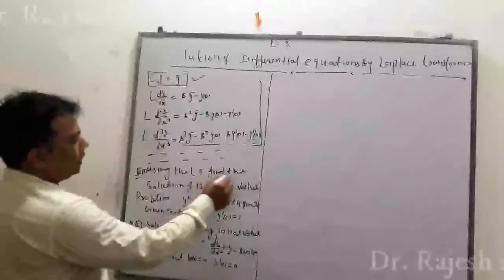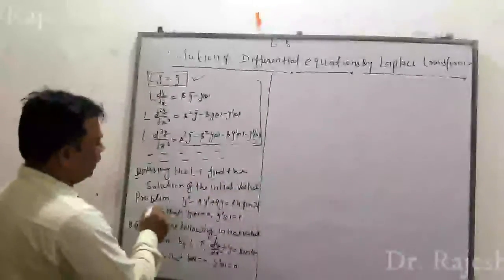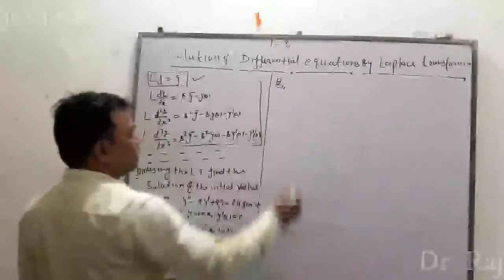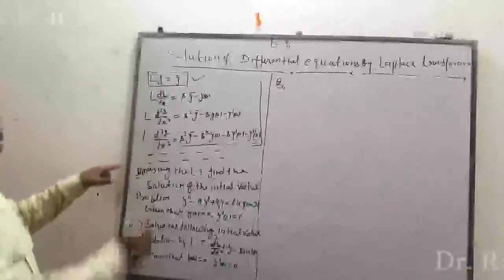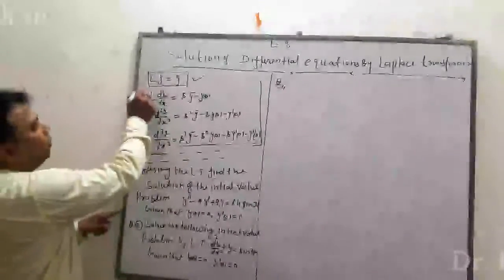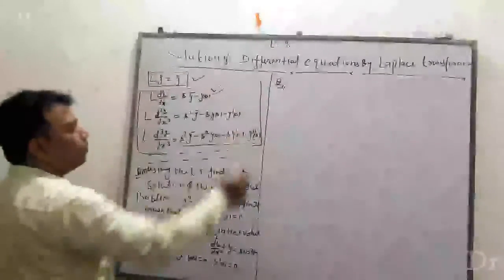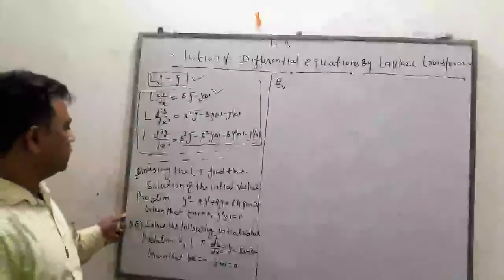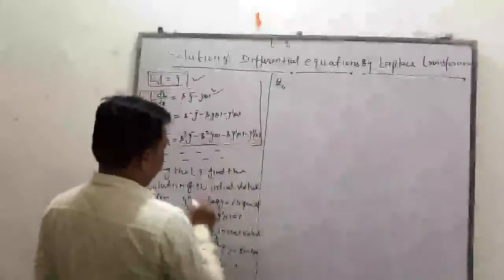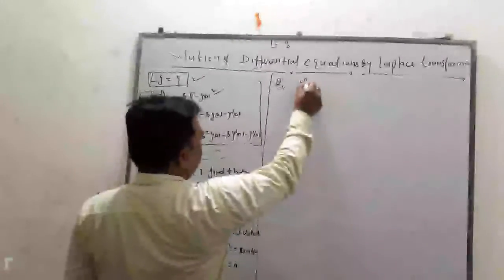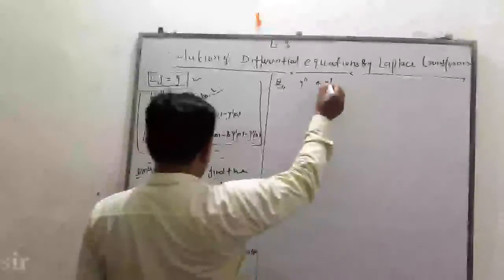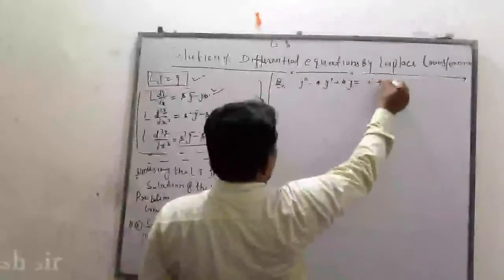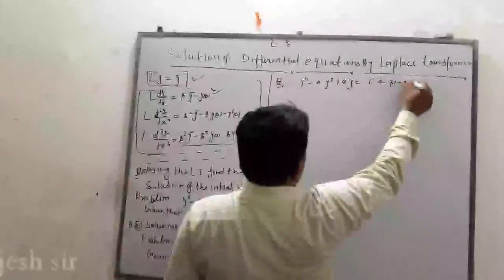Using the Laplace transform, we solve the initial value problem. We start with question number first. There is no proof of this formula; you learn it from the book Engineering Mathematics. Question number first: y double dash minus 4y dash plus 4y equals 64 sine of 2t.